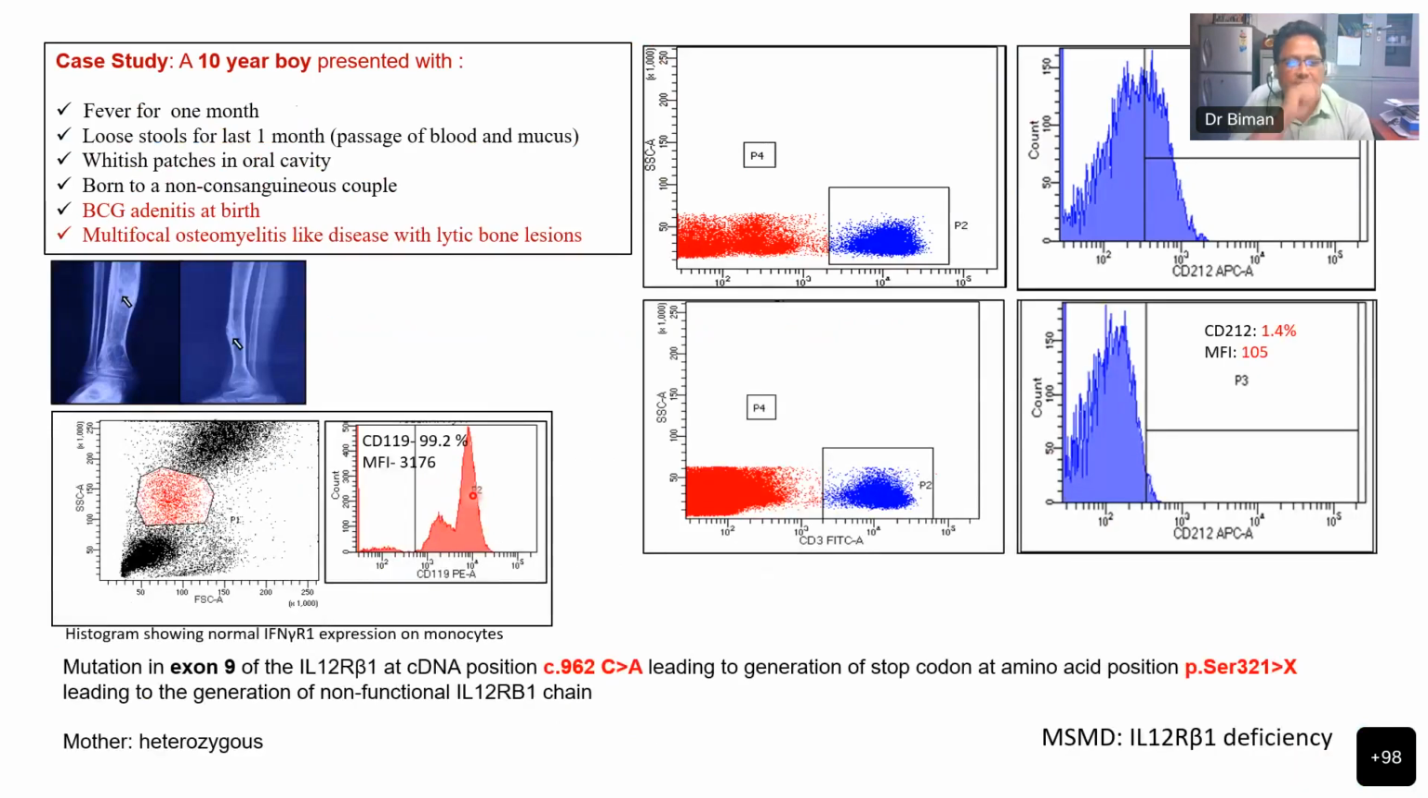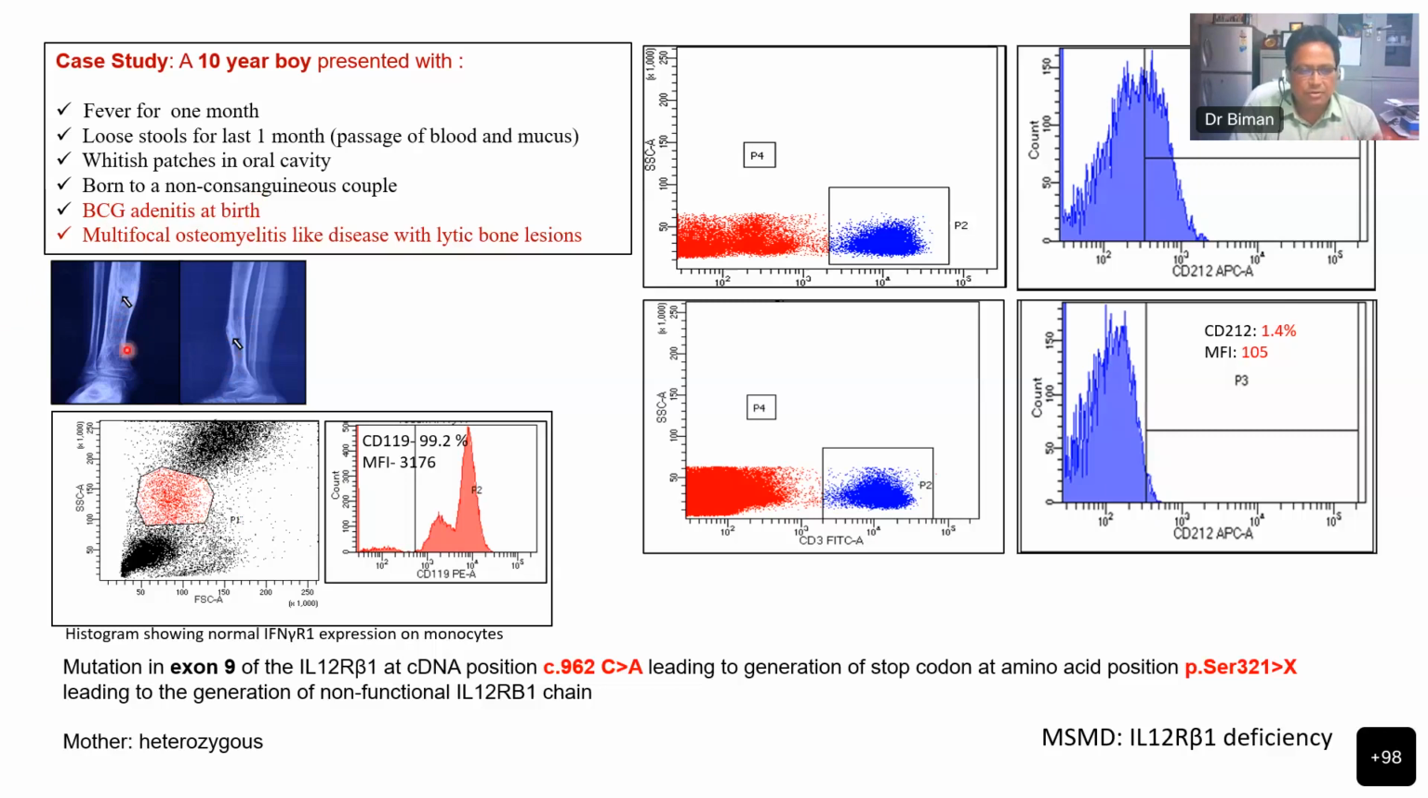Okay, another case study here. A 10-year-old boy. Now I'm talking of the defects of innate immunity. CGD we have talked about, LAD we have talked about. Now this is a 10-year-old boy who presented with fever for 1 month and BCG adenitis at birth and multiple osteomyelitis-like disease with lytic lesions in the bone. You can see here in the tibia, there are small lytic lesions. So lytic lesions in the bone with BCG adenitis at birth, presenting very early in childhood, should raise a suspicion of MSMD.